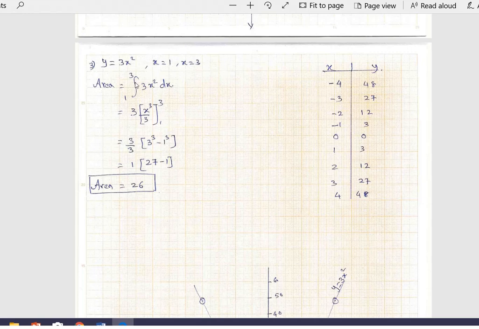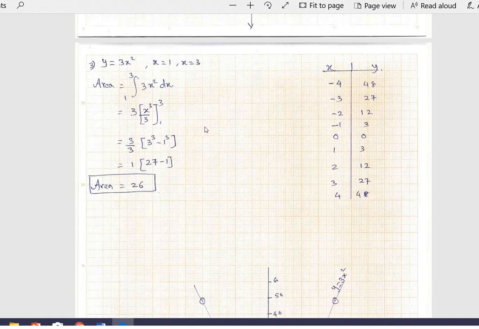The first thing is find the area between the definite region 1 to 3, 3x square. 3 is a constant, take it outside and integrate x square, which will be x cube by 3. Apply the upper limit and the lower limit. Upper limit is 3, therefore it will be 3 cube minus 1. 3 cube is 27 minus 1. The answer is 26. Now we got the area under the curve.